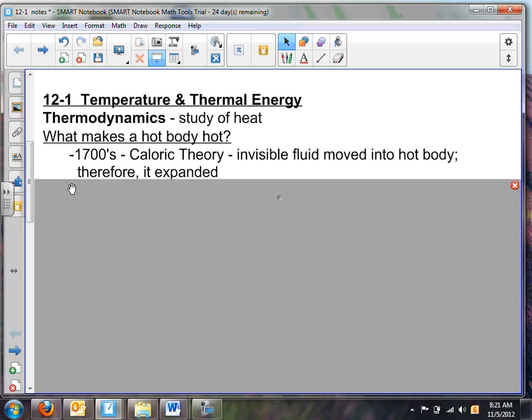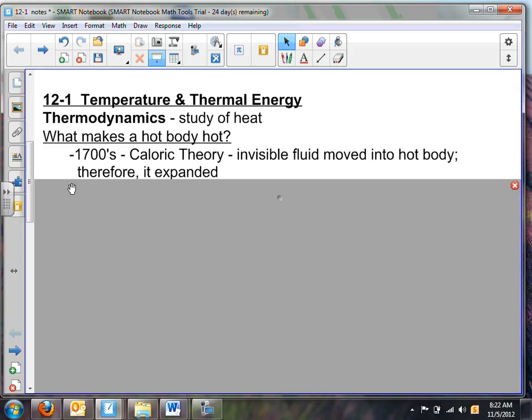You really can't see heat. You can maybe see the effects of heat on a hot road, but you can't see heat itself. It's pure energy. So the fact that it was invisible made sense to them. And the fact that it goes from one object to another kind of makes it sound like it's a fluid. And if you add a fluid to something, it would take up more space. So it seemed to solve a lot of the issues they had with what happens when heat enters an object.